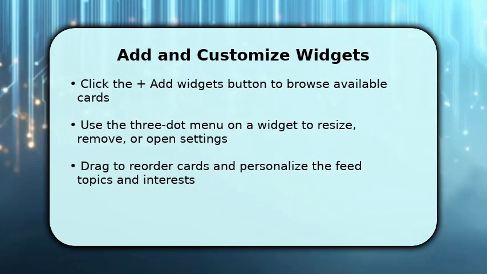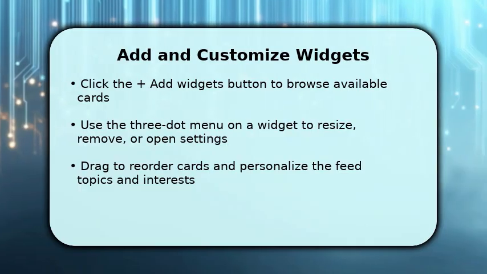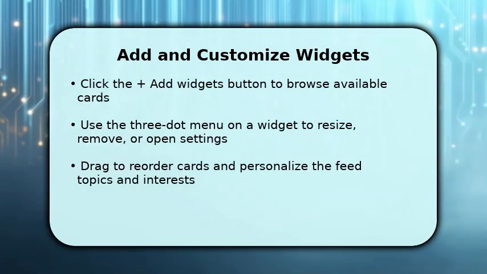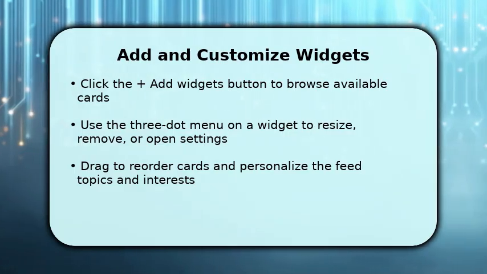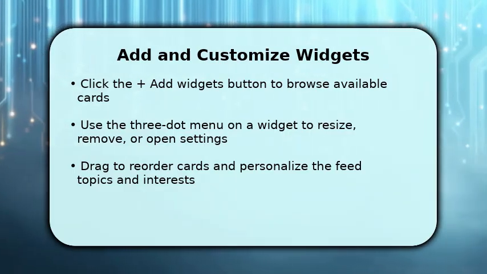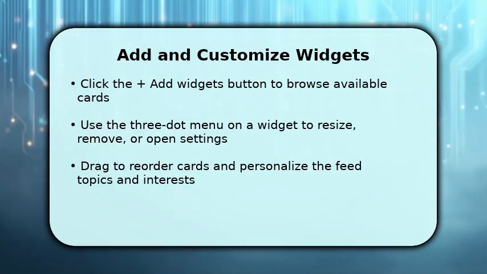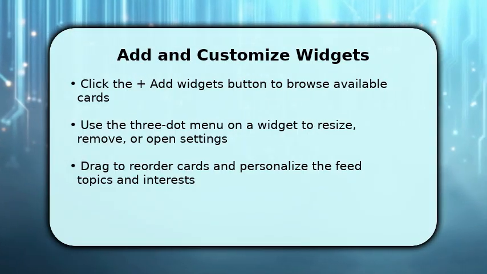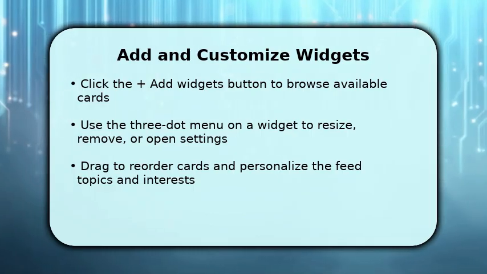You now add and shape widgets. Click the plus Add Widgets button at the top of the board to pick weather, calendar, traffic, or other available cards. After adding, use the three-dot menu on any widget to resize, pin, remove, or adjust settings for that specific card. Resizing changes density and shows more or less info.